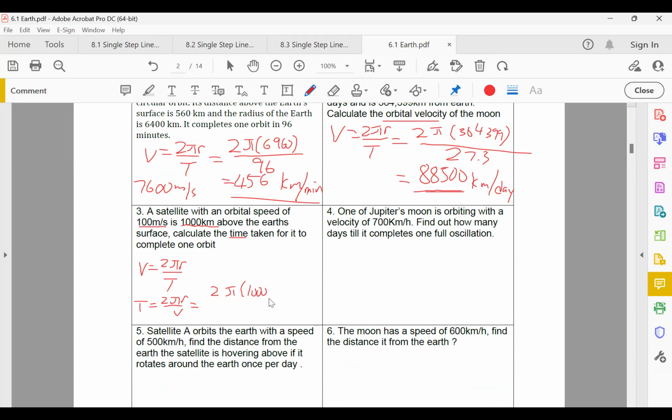Why can't I just leave it in km for this one? Because the units are different. Then whatever answer you get will be in what units? Seconds. Press this in your calculator, and whatever you get will be in seconds.